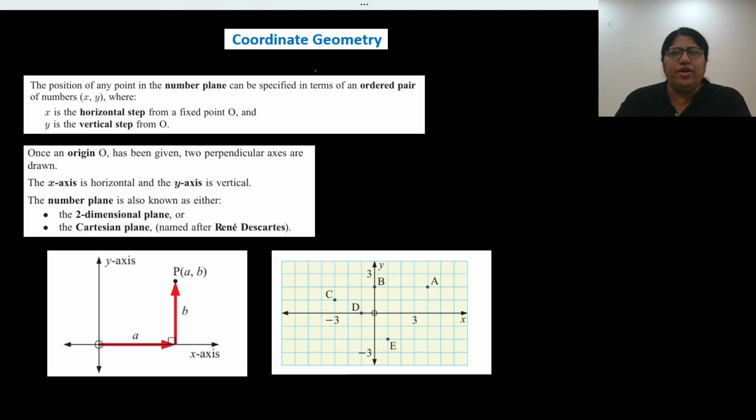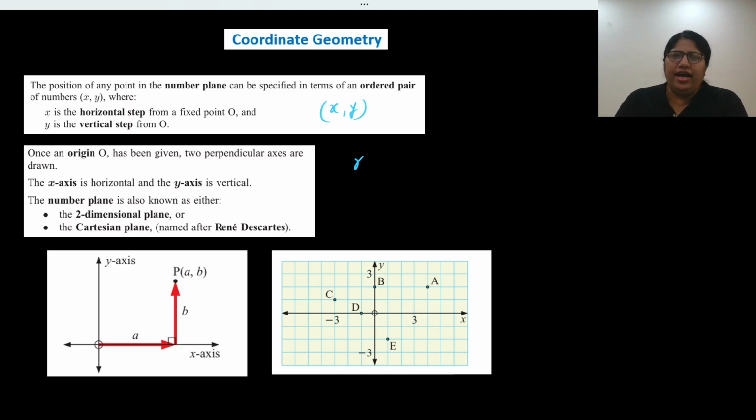First, in lower grades, you have already learned that the position of any point on the number plane, or Cartesian plane, is always specified in terms of an ordered pair. And how do we write it? It's always x comma y. We always write the x coordinate first and then the y coordinate.